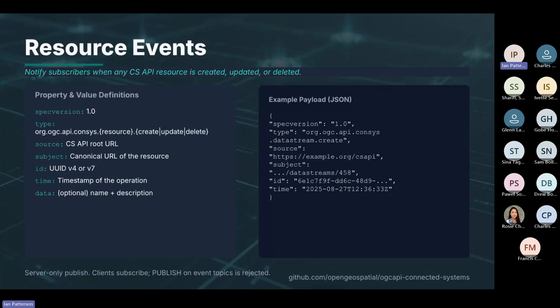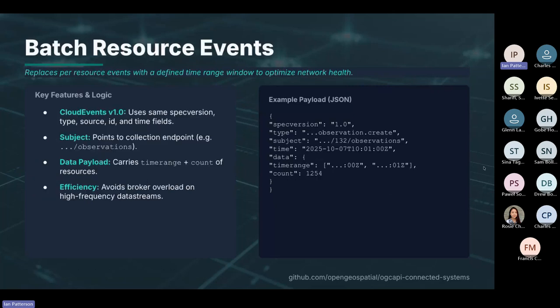A source, which is just a link to the CS API root URL. The subject is going to be the canonical URL. An ID is just a UUID. Time is a timestamp, and then there's an optional data field. This one I need to discuss a little bit more with some of the other members of the working group, exactly what we plan on putting in there. But it is there and it is available.